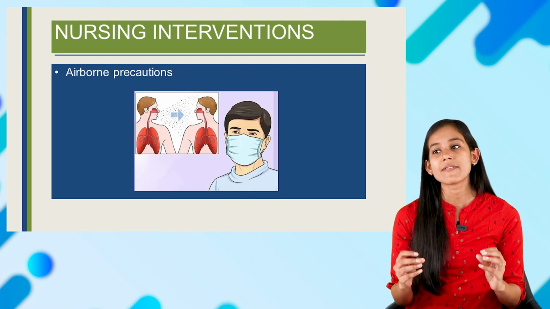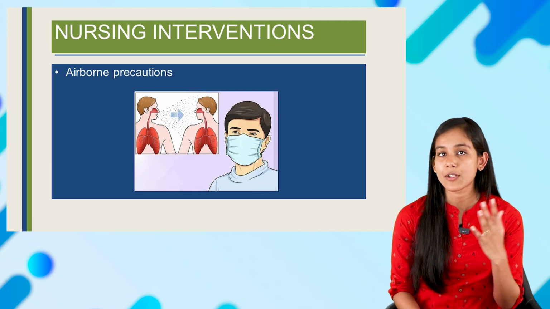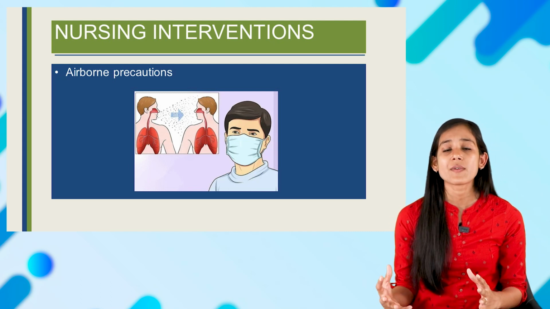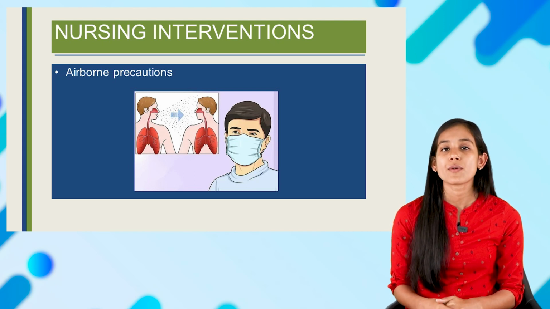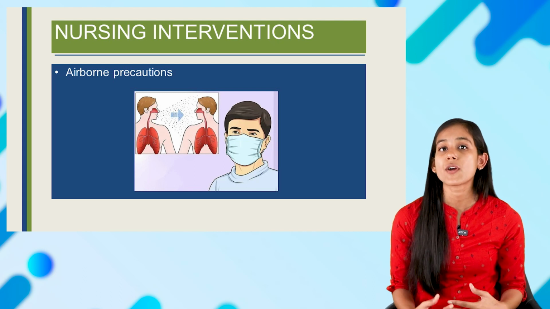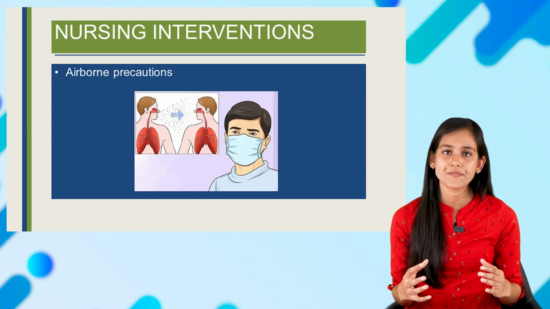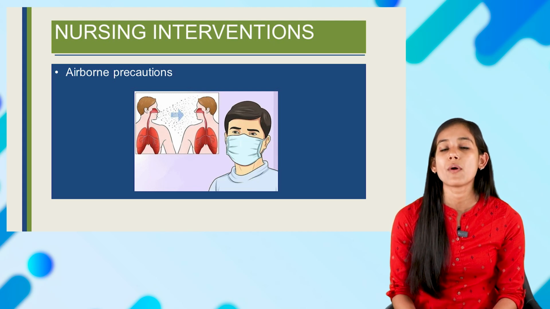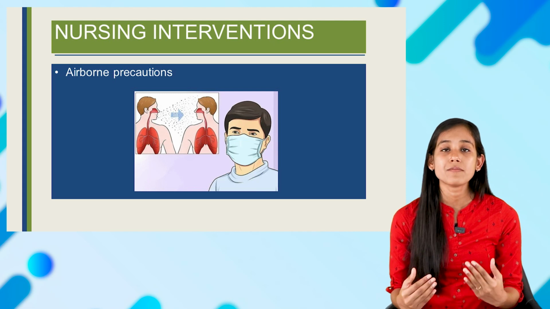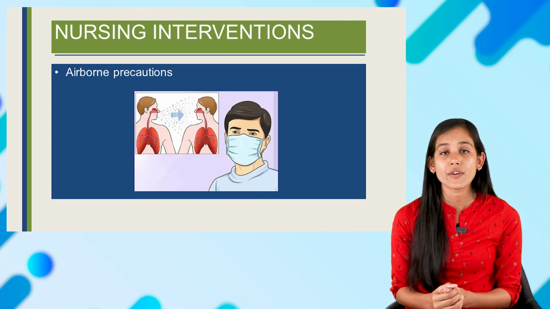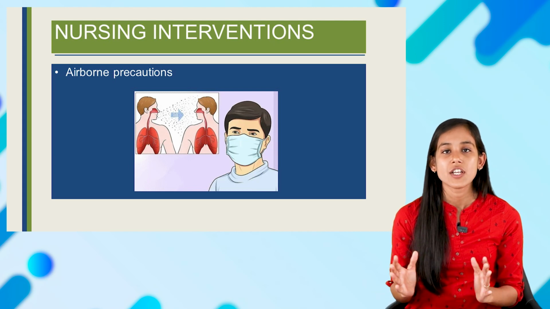So as a nurse, even if the child is in the hospital, or even if the child is at home, in both cases we have to make sure that we are taking airborne precautions. So if the child is in hospital and you're going to take care of the child, you have to make sure that you follow all the aseptic techniques. You wear proper gown, mask, and gloves, so that the spread of the infection stops.